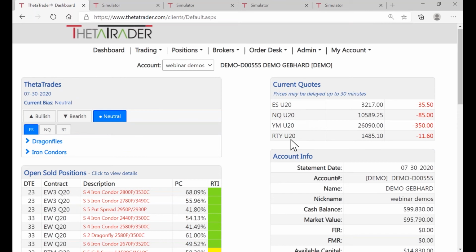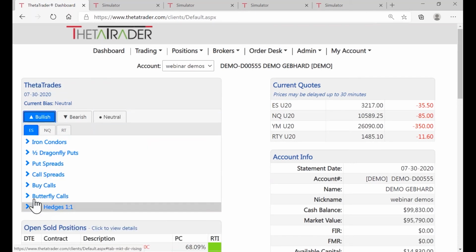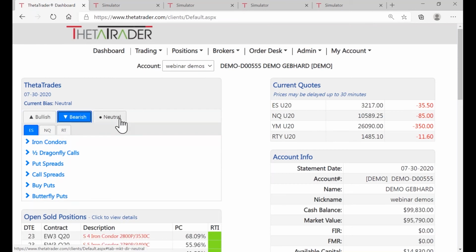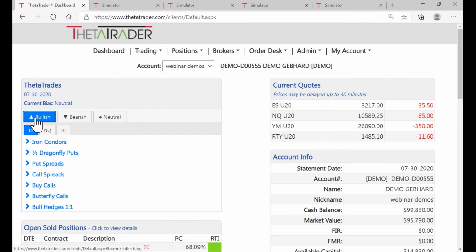And then current price quotes. So let's go ahead and start at the beginning. The very top, well, let's look at some theta trades. You can see there are bullish strategies, there are bearish, and there are neutral. And then we're looking at the three markets here. We talked about the E-minis. So you have the E-mini S&P 500, the E-mini NASDAQ 100, and the E-mini Russell 2000.